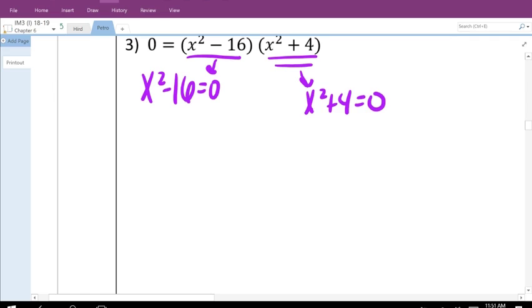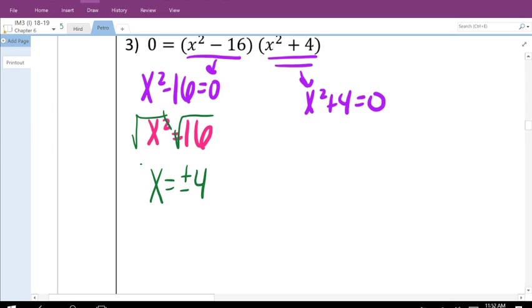And now we're back to what we just did on number 2. Look, there is no x term in the middle here, which is super exciting because it makes it easy. So I would add 16 to both sides, and I would get x squared equals 16. Now what? What's the opposite of squaring something? Square rooting. So I take the square root, and I get x equals plus or minus what number? 4. Done with that one.